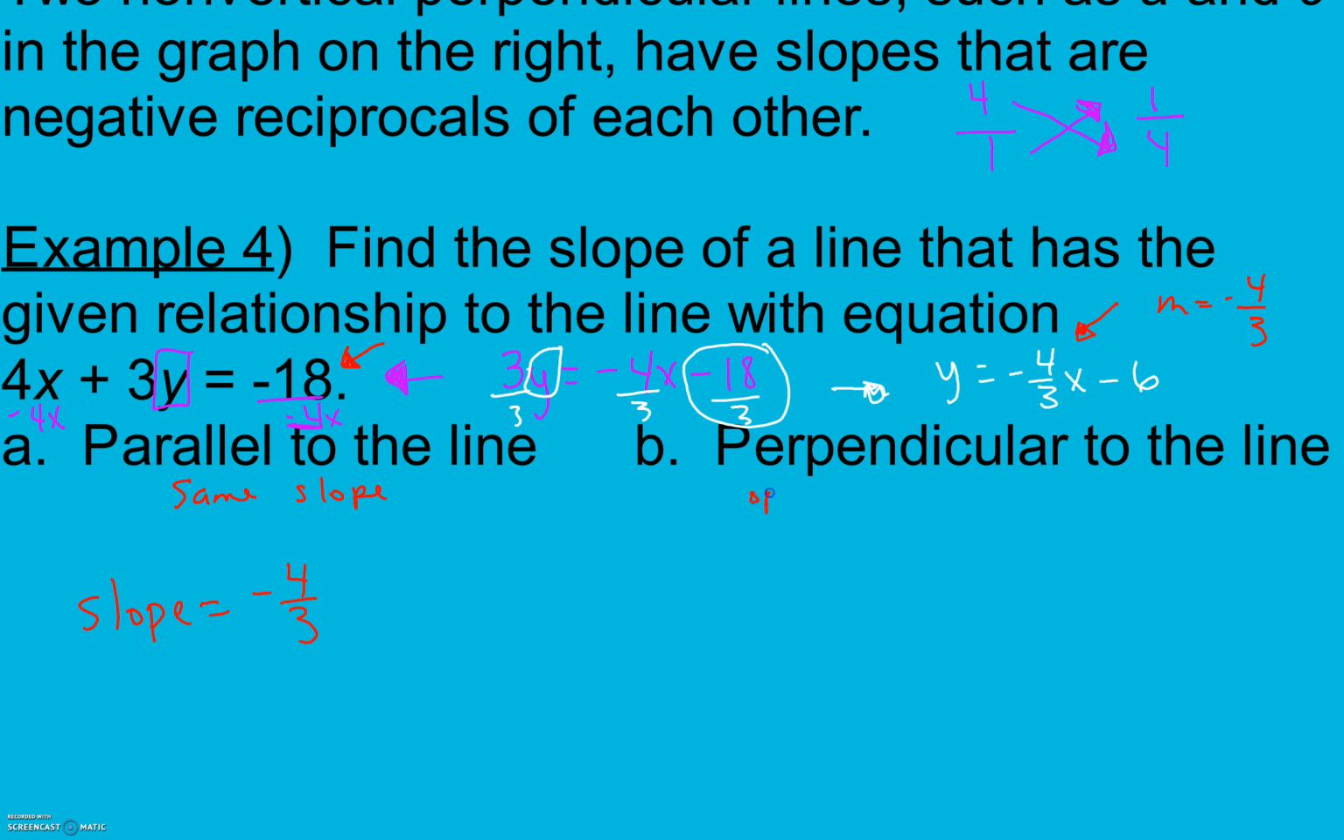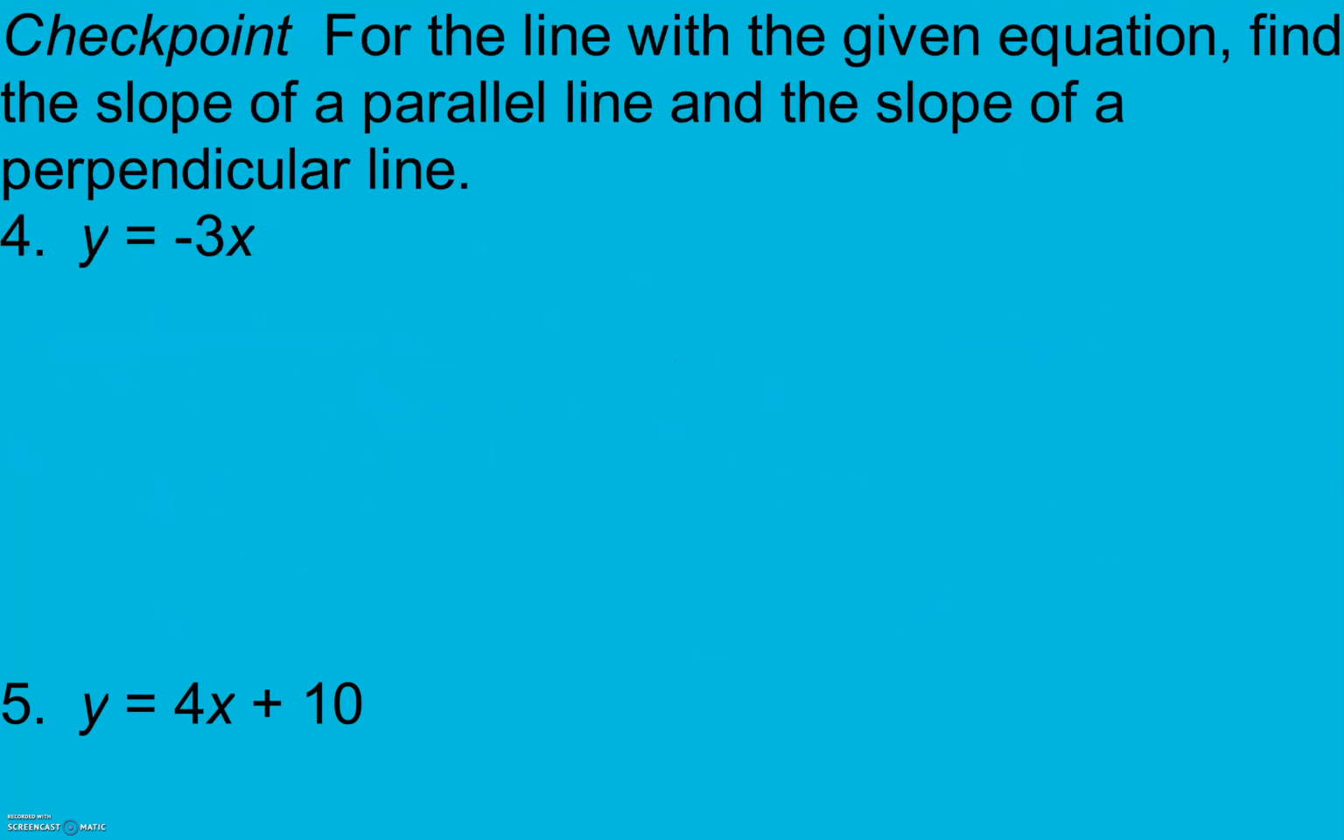Perpendicular lines have opposite or negative reciprocals. So I change it from negative to positive, and the numerator goes to the denominator and the denominator goes to the numerator. So for the parallel line, it's still going to be negative 4/3, and for the perpendicular line, it's going to be positive 3/4. Feel free to pause here and give this a try if you'd like.